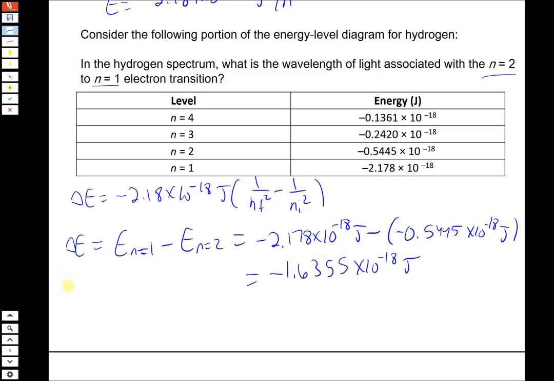And then we will just use the same set of steps we did before. So the energy of the photon is equal to the absolute value of delta E. And it's going to be 1.6355.